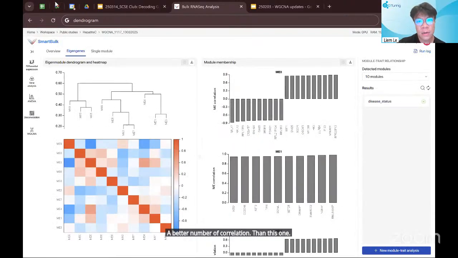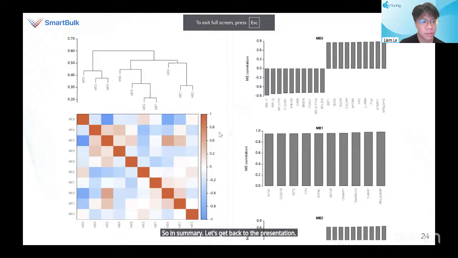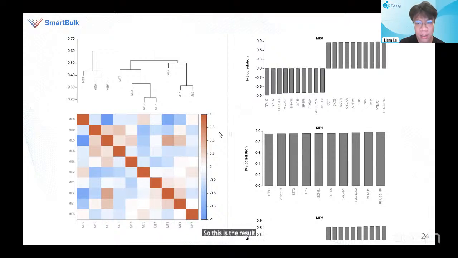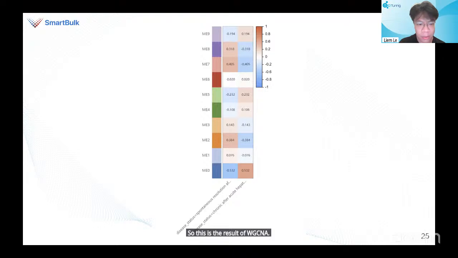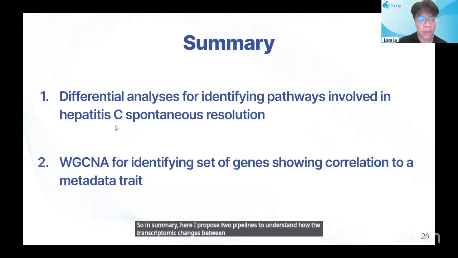So in summary, let's get back to the presentation. So this is the result of WGCNA, which will be released soon, I believe. So in summary, here I propose two pipelines to understand the transcriptomic changes between people who have chronic hepatitis C and those who have already recovered from it.